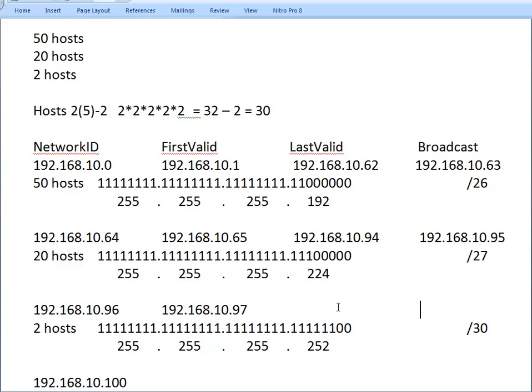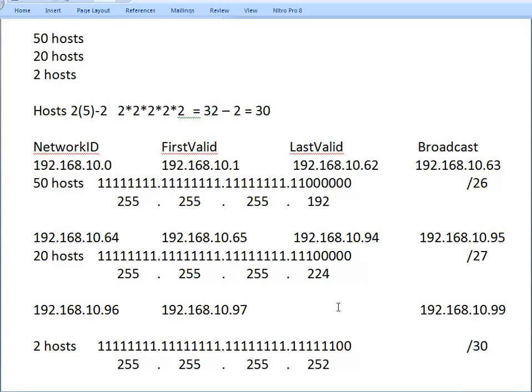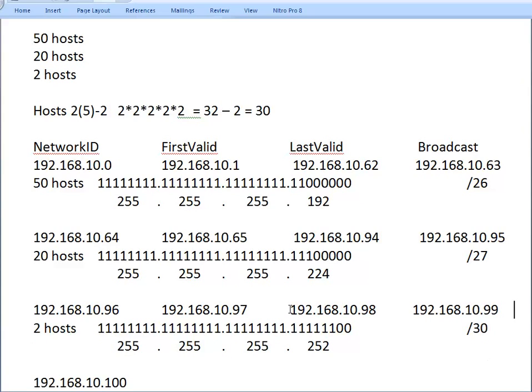The broadcast address for the third network will be 192.168.10.99, and the last valid is 192.168.10.98. Okay, we found the 3 networks. Now, as you can see, there's a different subnet mask length for each network. Here is /26, here is /27, and on this one is /30. Different lengths, so variable length subnet mask.